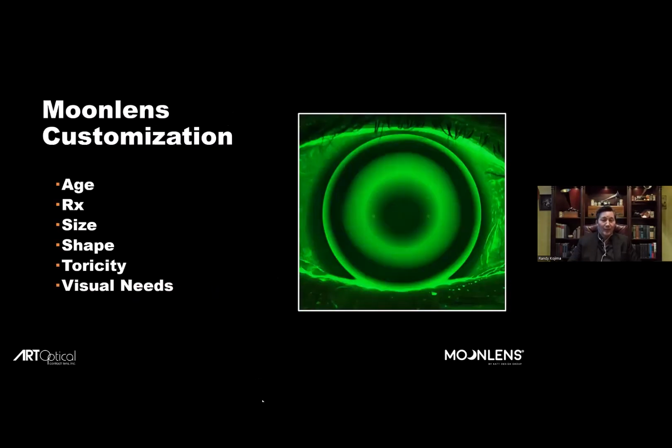signal. So the Moon lens is a pretty exciting product in orthokeratology, not just because it's a good Ortho-K lens, but because you can customize it for each individual eye, not based on just Ortho-K, but whether you want good myopia control or you want better optics for adults. So each lens is customized based on the age, the RX, the eye size, the diameter, the shape, the toricity of the eye, and then finally the visual needs. So this is a very highly customized orthokeratology lens.